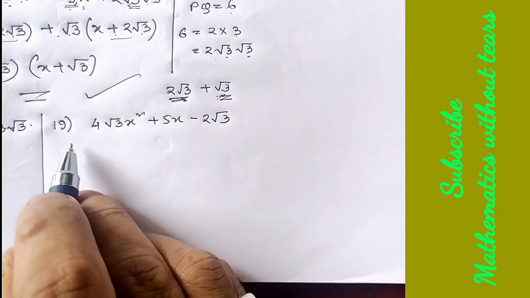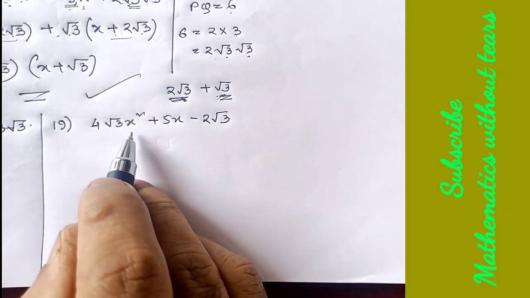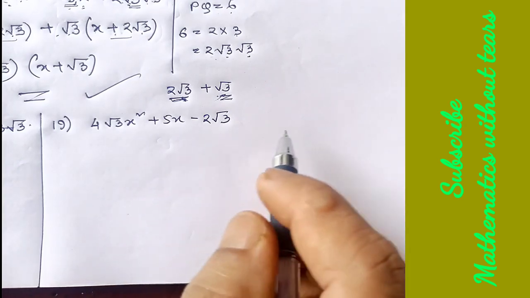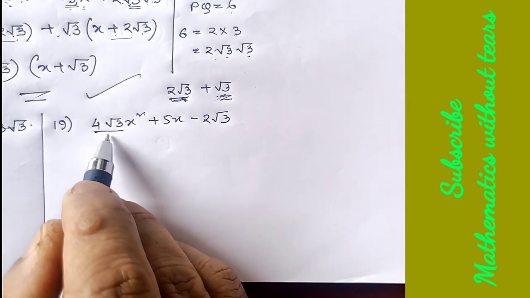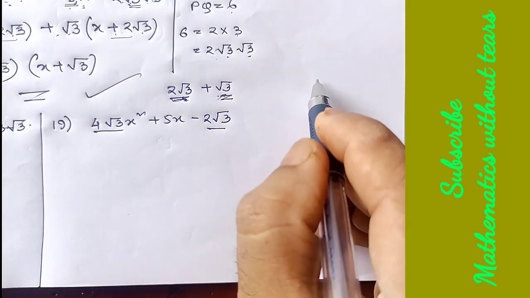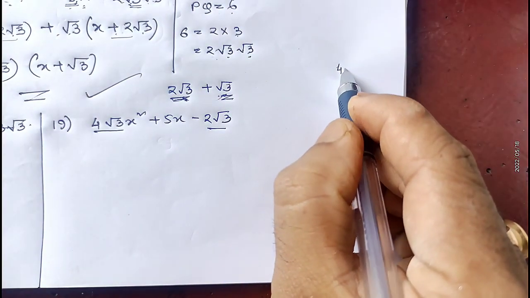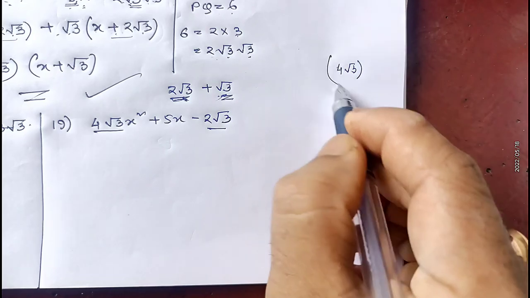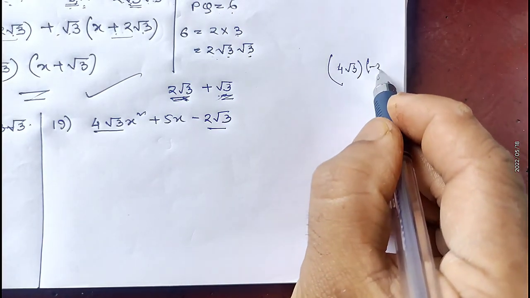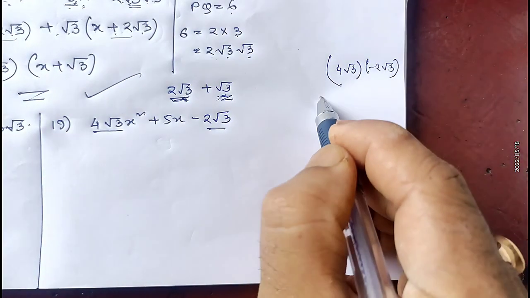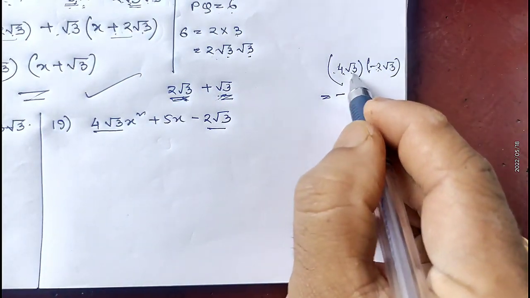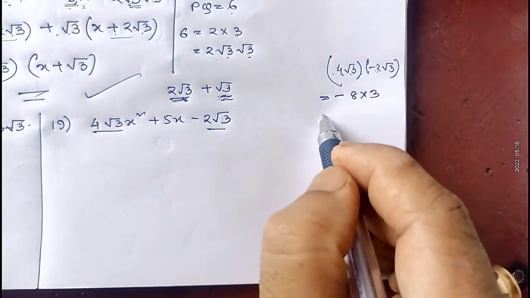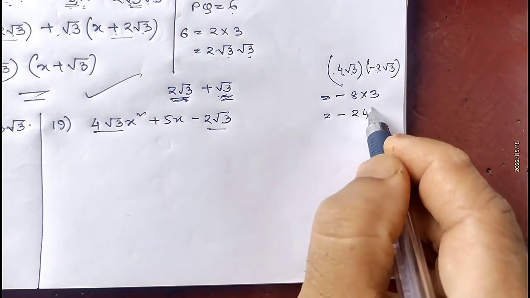In question number 19, it is given 4 root 3 x square plus 5x minus 2 root 3. Now just like the previous sum, multiply the coefficient of x square with the constant term. So it will be 4 root 3 into minus 2 root 3. So it will be plus into minus gives minus, 4 times 2 is 8, and root 3 into root 3 is 3. So we got minus 24.